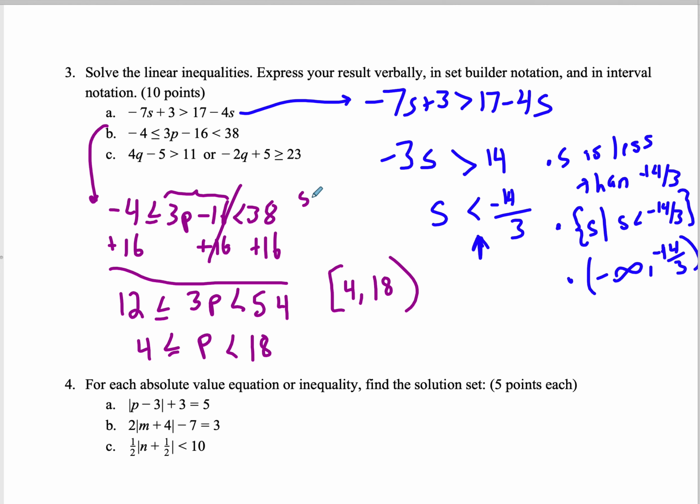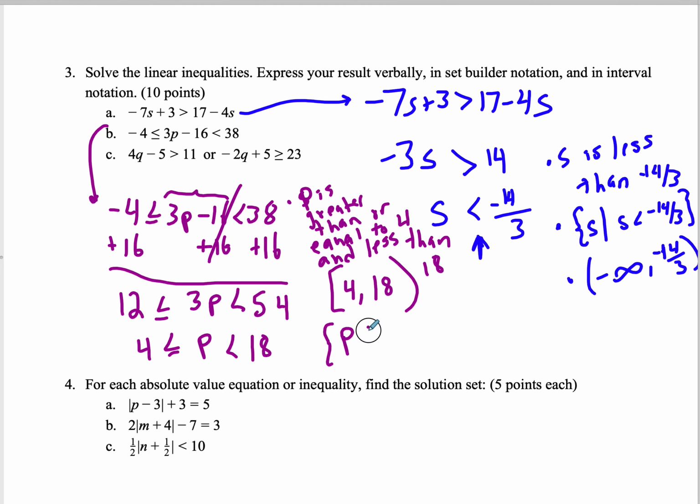So s is greater than or equal to 4 and less than 18. That's the verbal. And the set builder notation is the p's, and I guess, sorry, we should use p instead of s. The p's such that 4 is less than or equal to p, and p is less than 18. Okay, it's the second one.